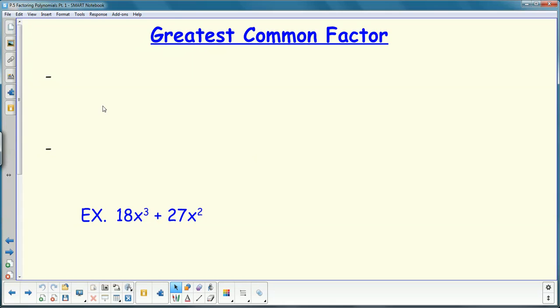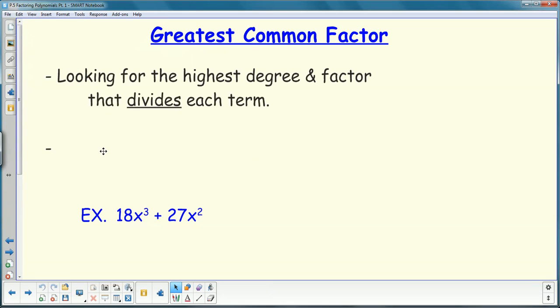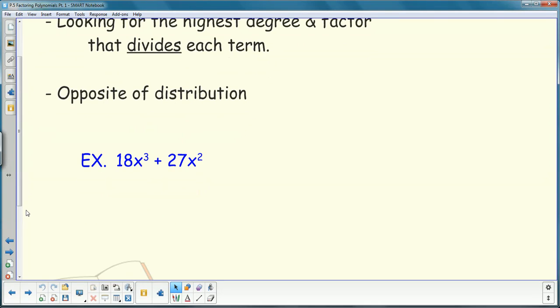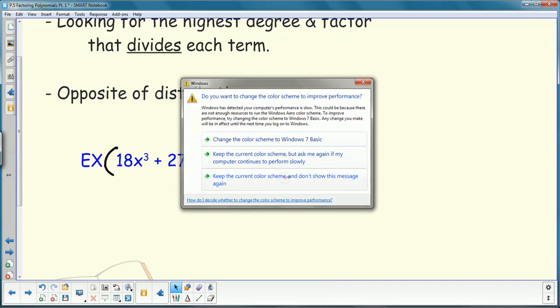So first part, greatest common factor. If we are going to factor using the greatest common factor, we're looking for the highest degree and factor that divides each term. And remember here we're dividing, and this is going to be the opposite of distribution. So if we look at this first one, we probably want to think about a pair of parentheses here, and we're trying to pull something out. So we need to think about what number divides both 18 and 27. Well, most of us probably can recognize that we can factor out a 9.